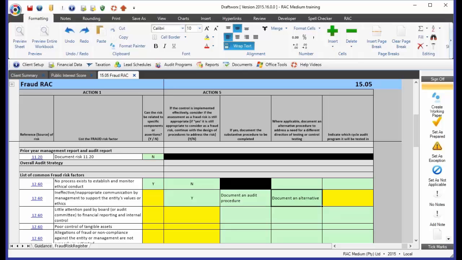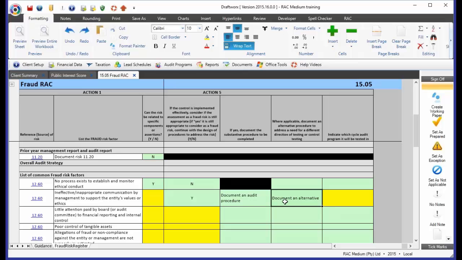Okay, the last question is go and document which cycle in the audit program you will actually go and test these procedures. So where is it going to lie? Now the reason for this question is, for instance, here we have revenue and PPE. Those are different cycles.